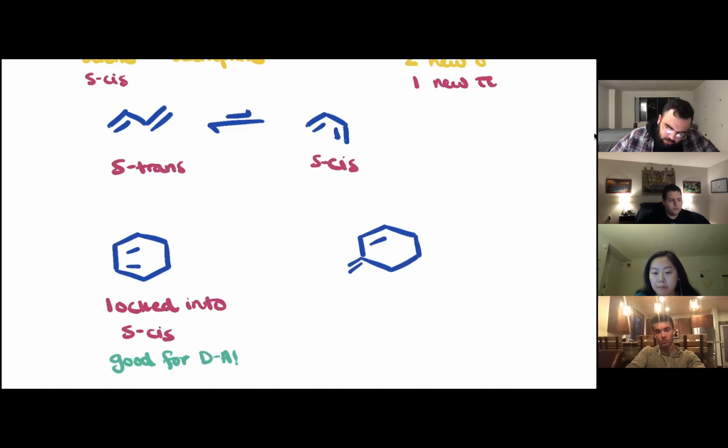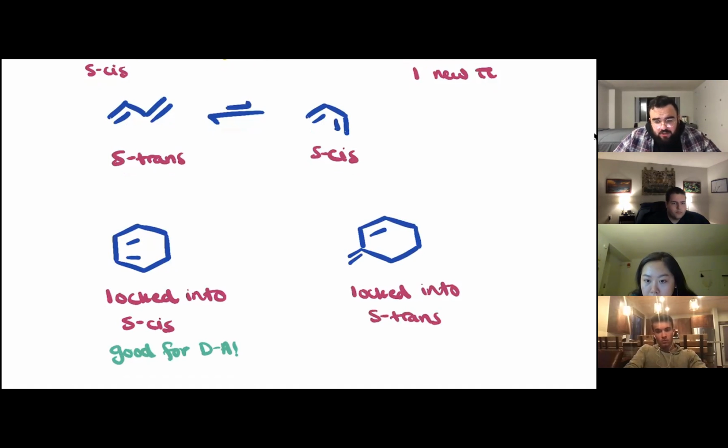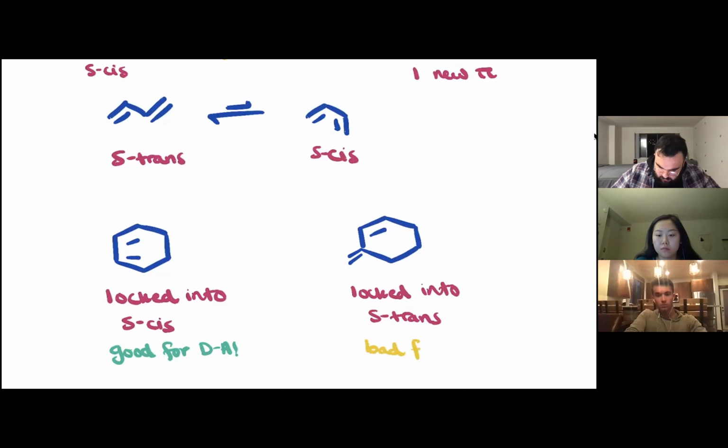And then you have this other one over here, which is locked into S-trans. And because it's locked into S-trans, I mean, you can't rotate about the ring. So that one's actually going to be bad for Diels-Alder. Cool. Again, very useful in synthesis.